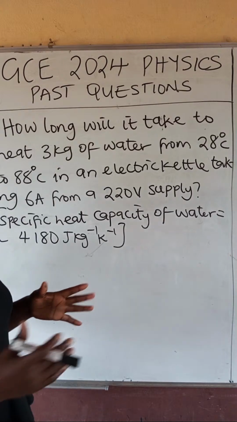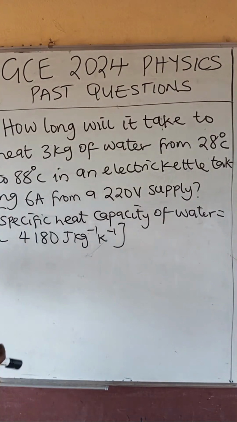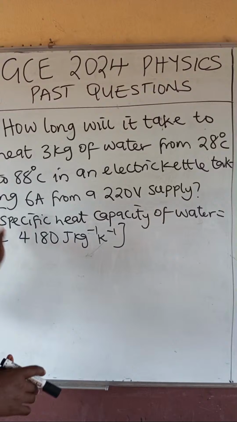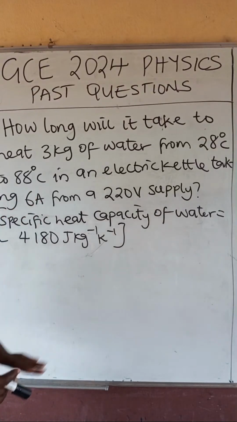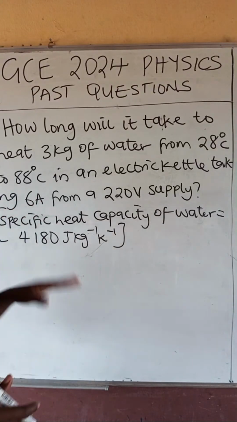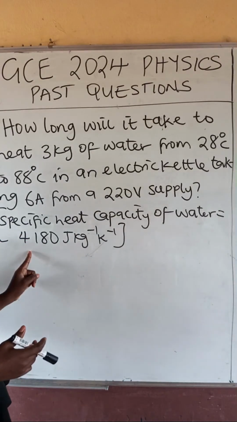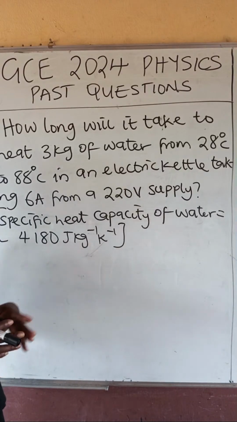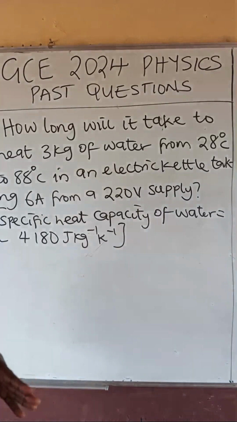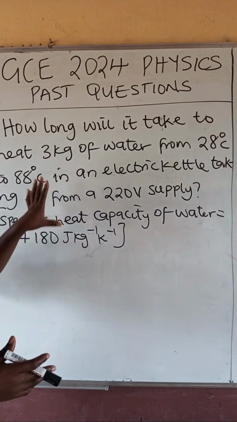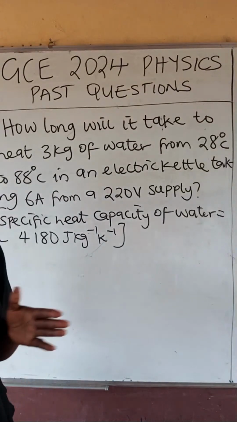All right, so let's look at this example. How long will it take to heat 3 kilograms of water from 28 degrees Celsius to 88 degrees Celsius in an electric kettle taking 6 amperes from a 220-volt supply? And we're given the specific heat capacity of water to be 4,180 joules per kilogram per Kelvin. Now, this question is under a topic called specific heat capacity.